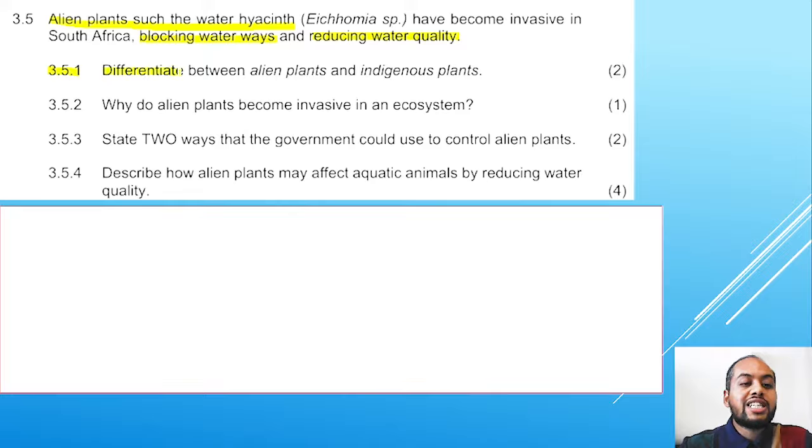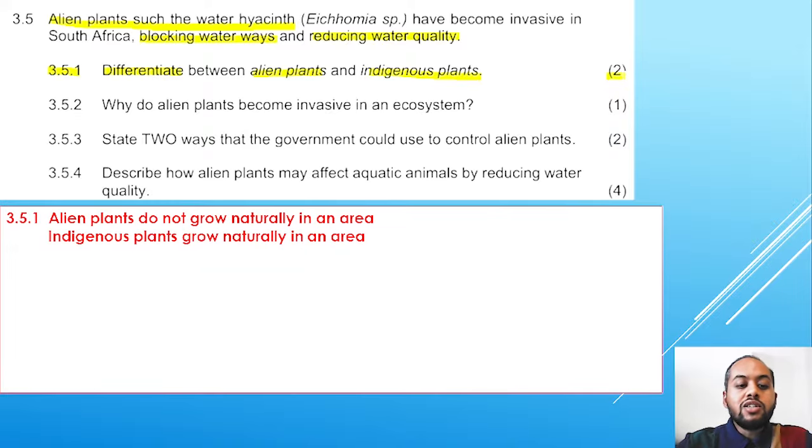3.5.1, differentiate between alien plants and indigenous plants for 2 marks. So, alien plants do not grow naturally in an area, but indigenous plants grow naturally in an area. You perhaps should have learned that indigenous plants are the plants that are home to our area or home to our country. They are the plants that grow naturally in an area. But alien plants do not grow naturally. They perhaps came from a different environment.